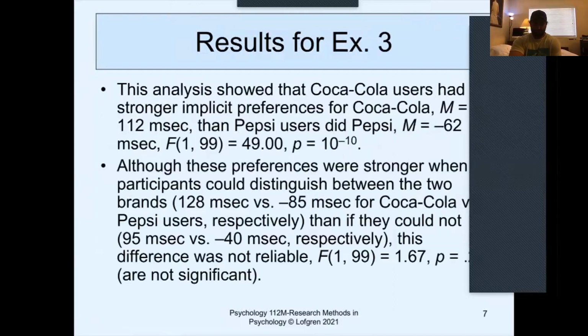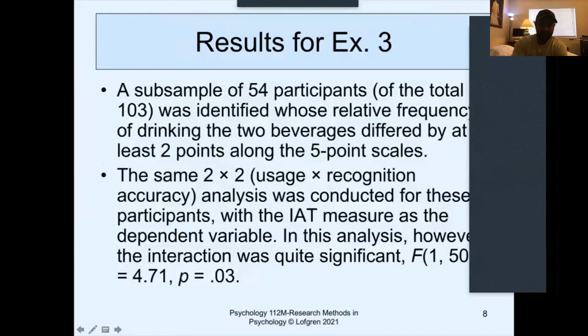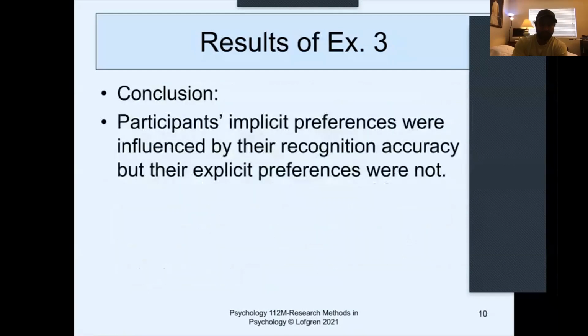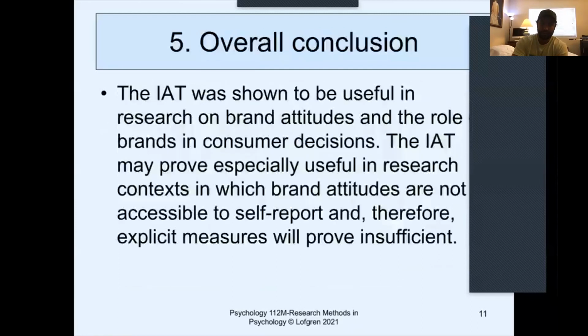And then these are the results that we discussed for experiment number 3. This is the breakdown of the numbers and the hypotheses that they covered. And we covered these. The conclusion for study 3 was that participant implicit preferences were influenced by their own recognition accuracy, but their explicit preferences were not.